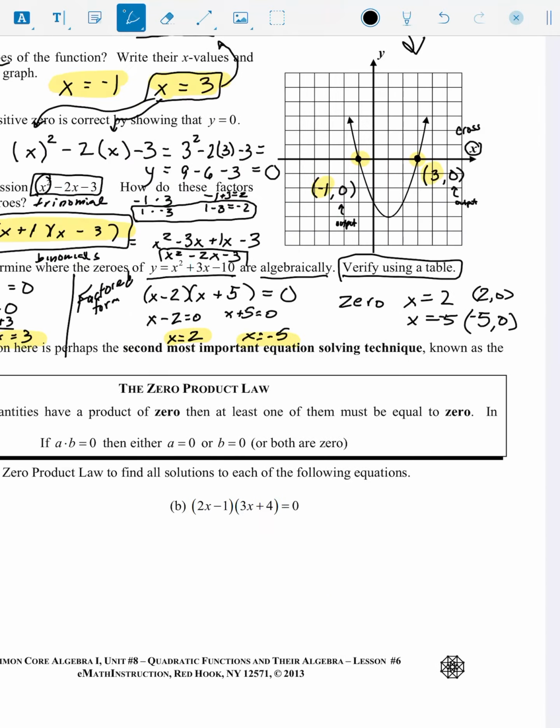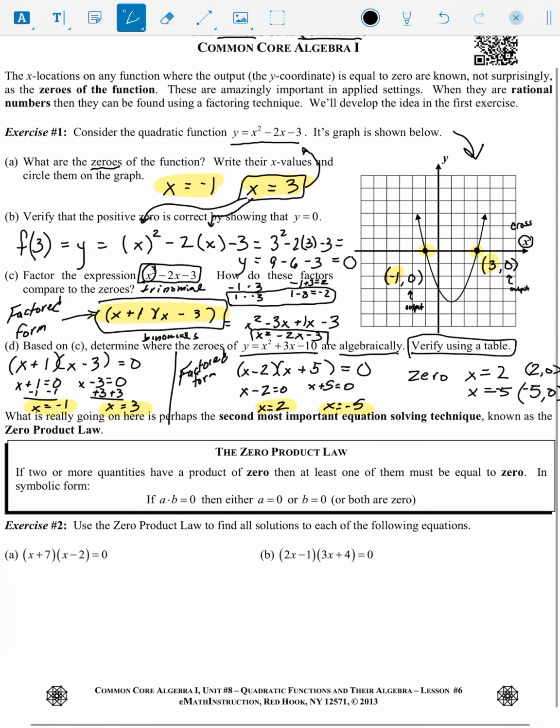All right, so just take in what I said today, attempt to fill out the first part of these notes, and that's our first step into understanding zeros of a quadratic function.